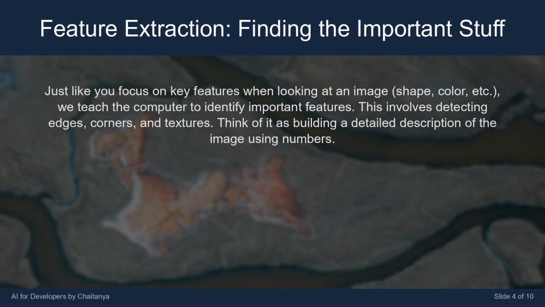Just like you focus on key features when looking at an image, shape, color, etc., we teach the computer to identify important features. This involves detecting edges, corners, and textures. Think of it as building a detailed description of the image using numbers.